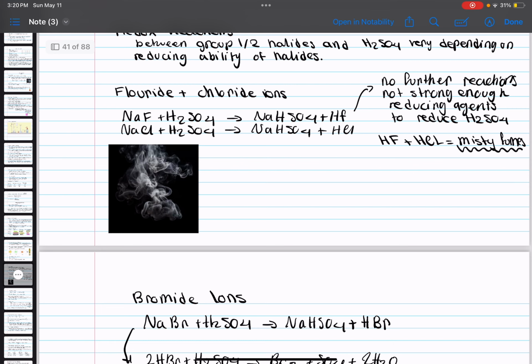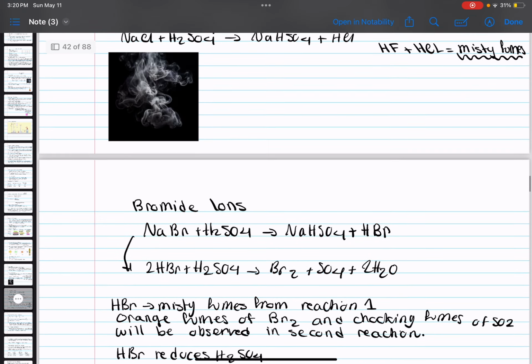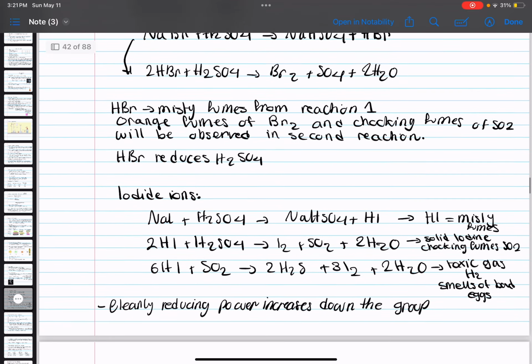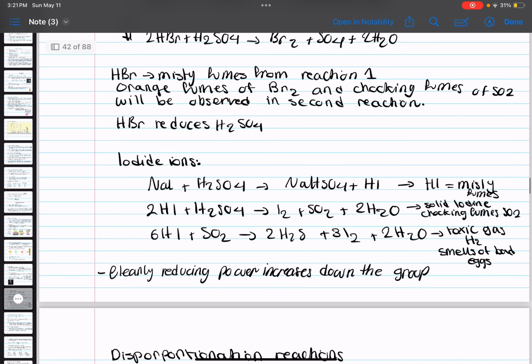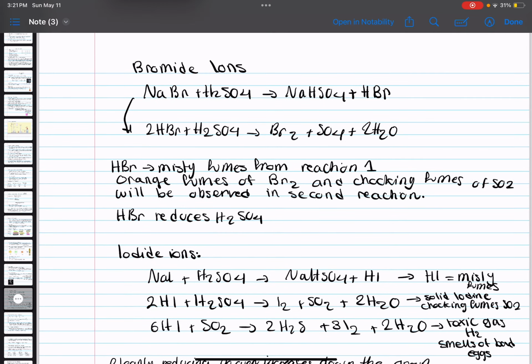Both hydrogen fluoride and hydrogen chloride, or hydrochloric acid, are misty fumes. For bromide ions, NaBr plus H2SO4 makes NaHSO4 plus HBr. Then two of those HBr plus, again, the sulfuric acid gives you Br2 plus SO2 plus water. Again, it's a misty fume from reaction 1, orange fumes of Br2, and choking fumes of SO2 will be observed in the second reaction. HBr, in reaction 2, is going to reduce the H2SO4.